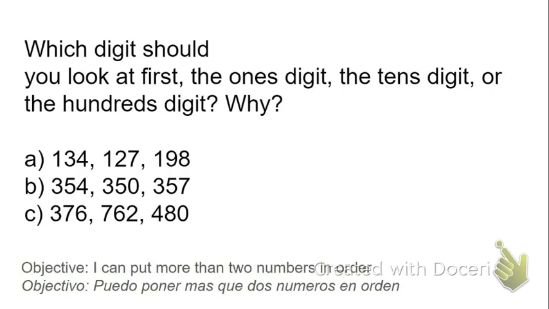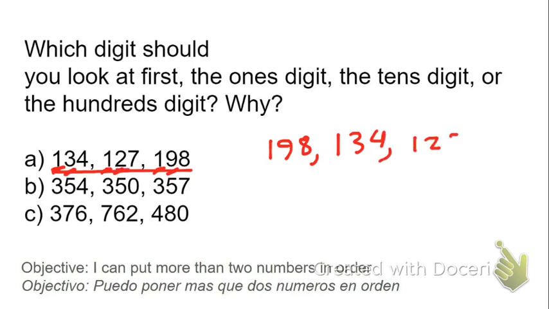Let's look at these first three. Well, my hundreds place is actually the same on all three of these, so that doesn't help me yet. Let's look at the tens place. I've got a 3, a 2, and a 9. What's the biggest out of those? Well, it's the 9. 198 is going to be bigger than the other two. Now I need to see 3 and 2. Okay, so the 3 is next biggest, 134. And then the smallest would be 127. Go ahead and try B and C on your own.